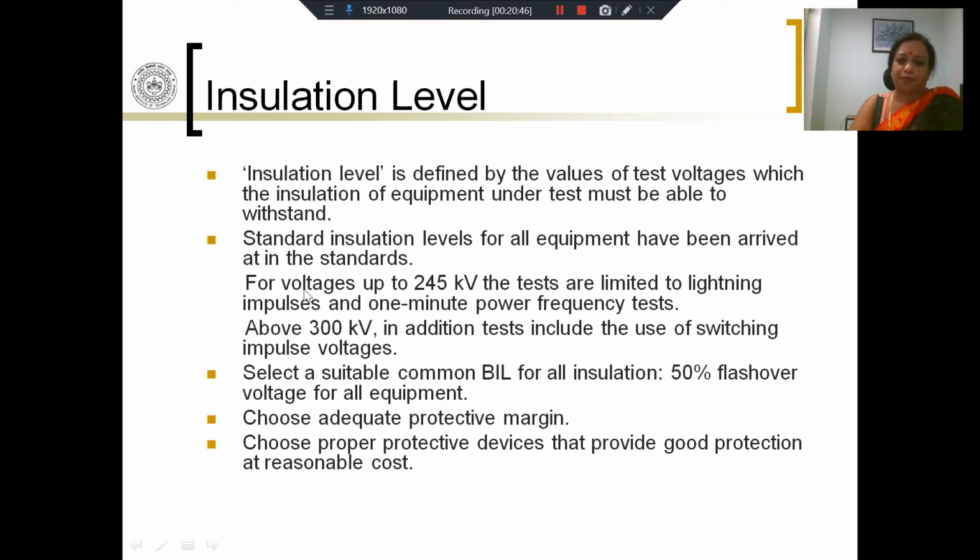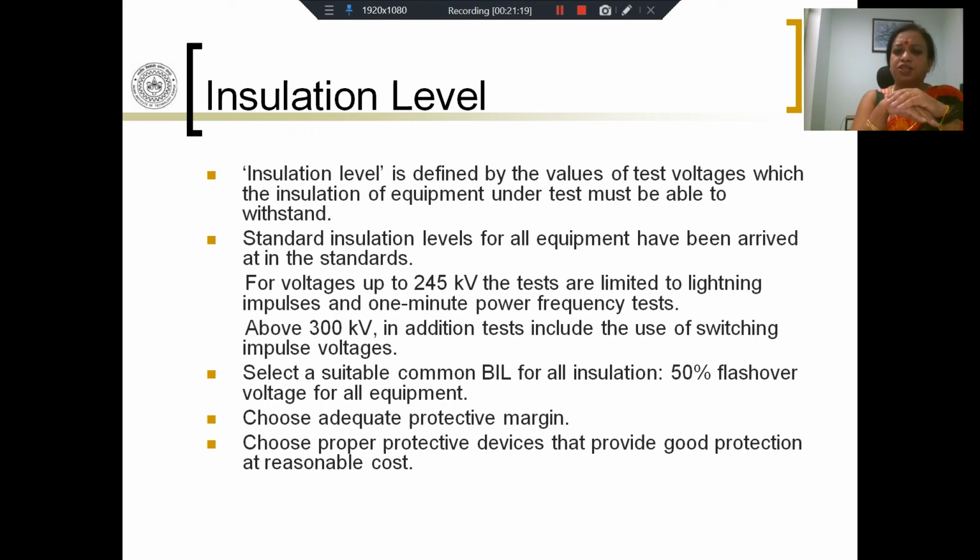Standard insulation levels for all equipment have been arrived at in the standards. For example, for transmission lines up to 245 kV, the tests are limited to lightning impulses and a 1 minute power frequency test. I will not talk about this test right now; I will just talk about the lightning test. If you're only testing for lightning impulses, it means that you expect the lightning impulse to be the more dangerous. That is natural because lightning is an external overvoltage. It does not scale with the system voltage. But a switching overvoltage scales with the system voltage.